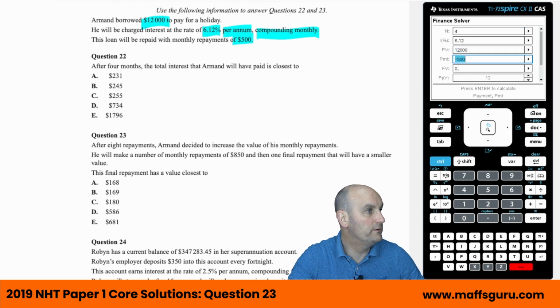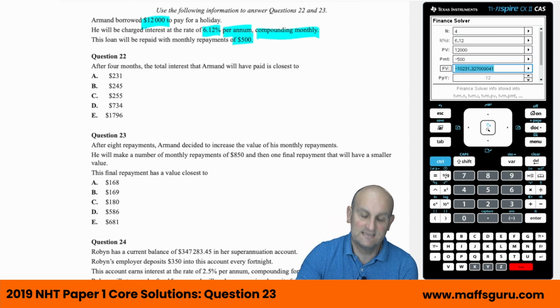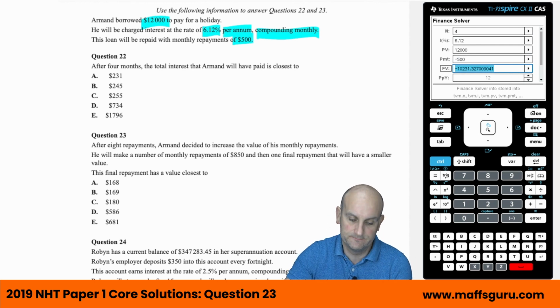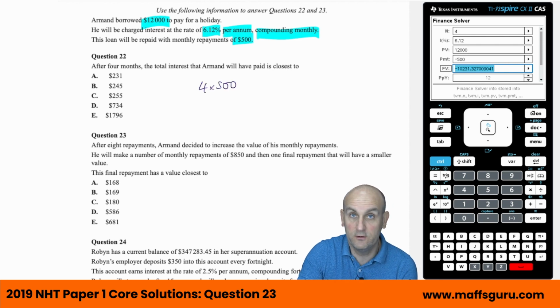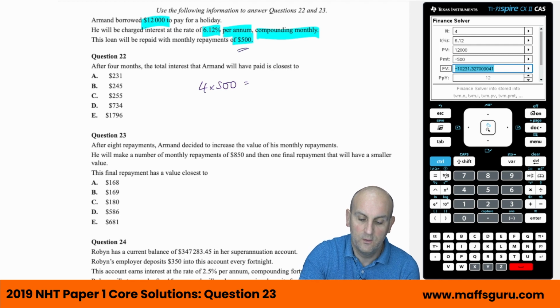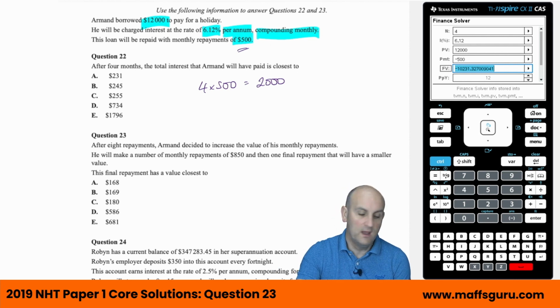And then what we're going to do is go down here to work out the future value of my loan. Now, the reason I'm going to work out the future value of the loan is that will tell me how much interest I've paid. The reason being is I've paid 4 lots of $500, all right? Because that's my repayment over the 4 months, which means I should have paid off my loan of $2,000. But I haven't. You notice I've actually not paid off those $2,000.